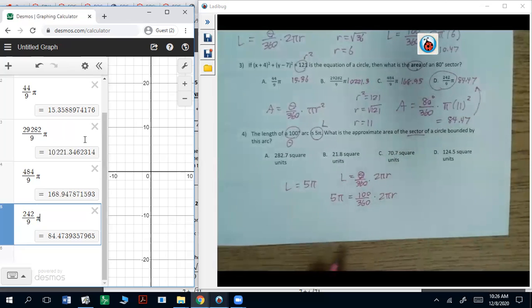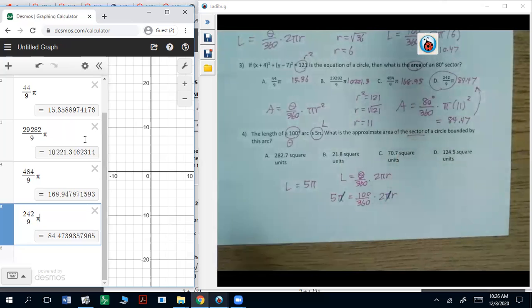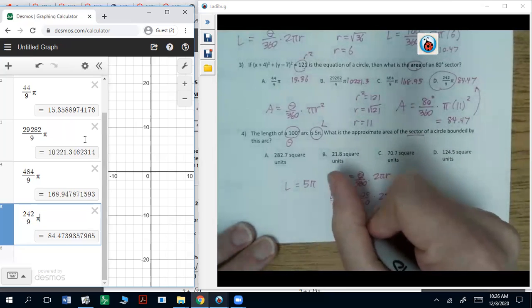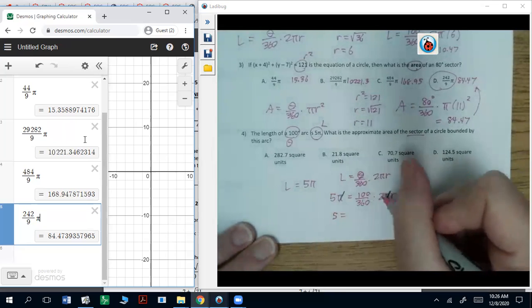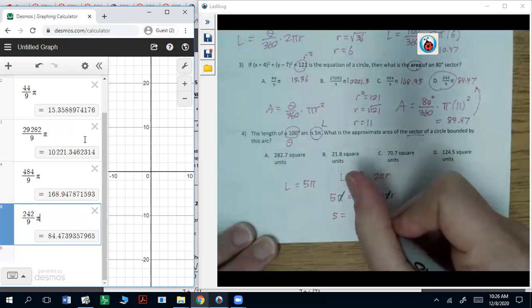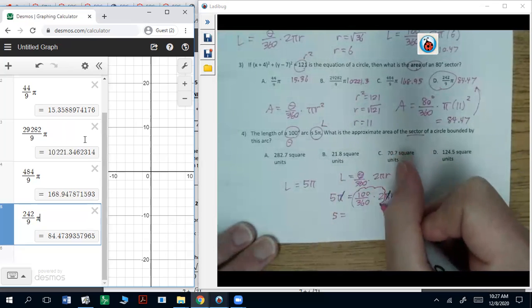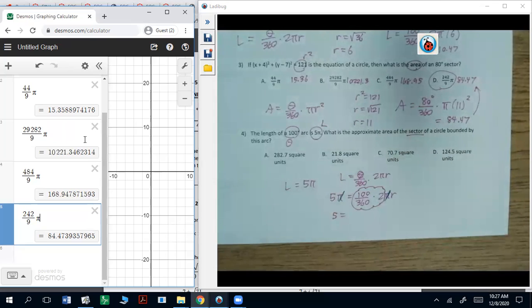So we have to figure out what the radius is. What I would do in this problem first, since there's a pi, is cancel those pi's out. So it's going to be 5 equals 100 divided by 360 times 2 times r. So 5 equals 100 divided by 360 times 2. Our next step is to figure out what 100 divided by 360 times 2 is.